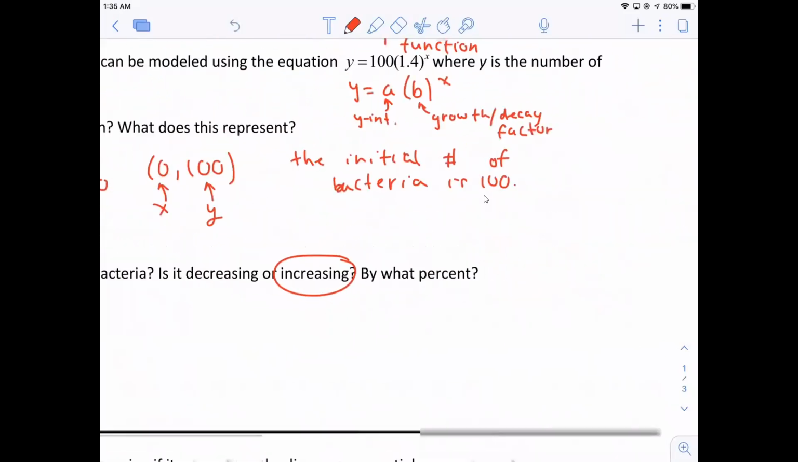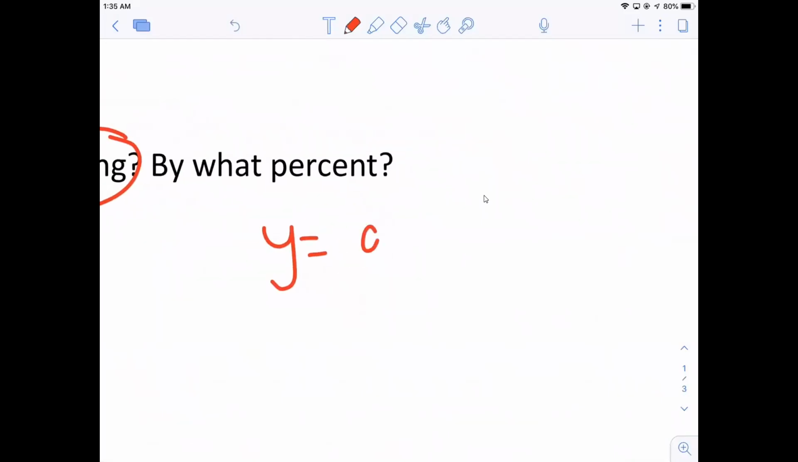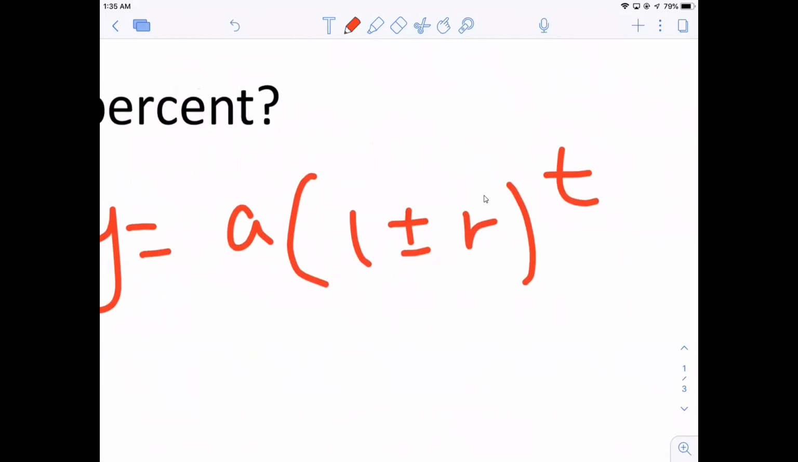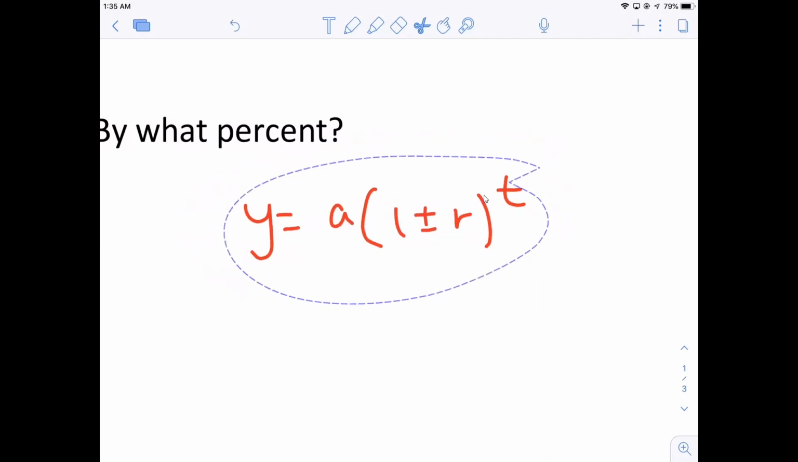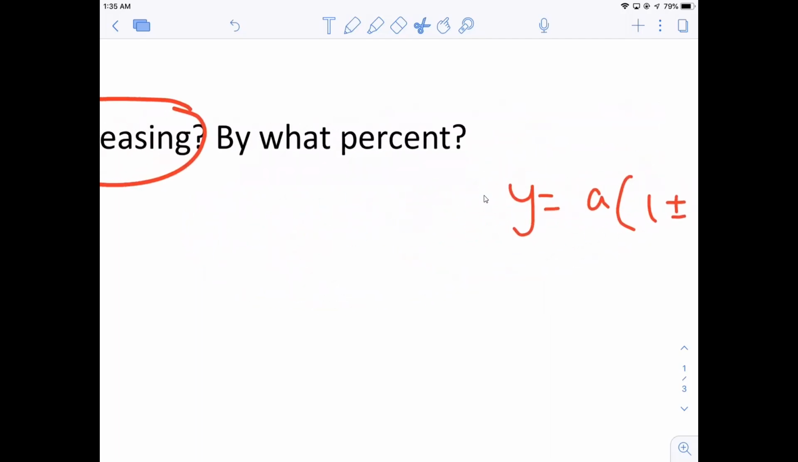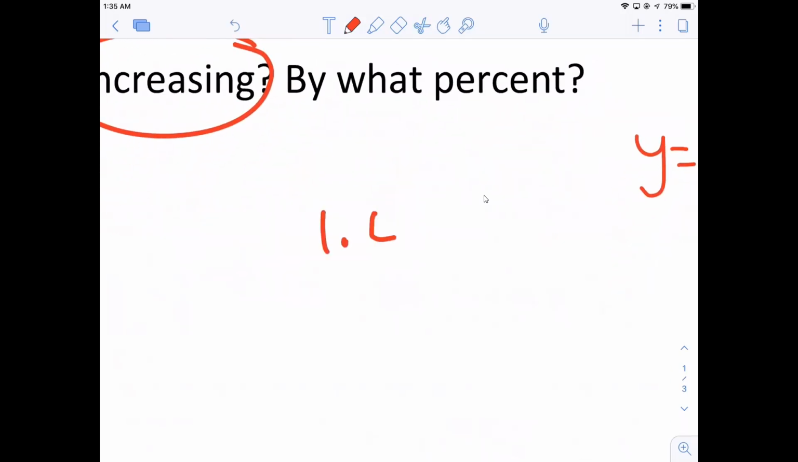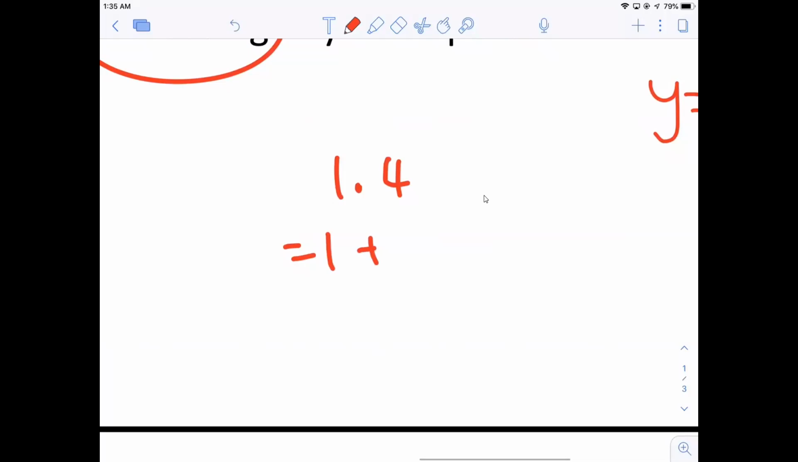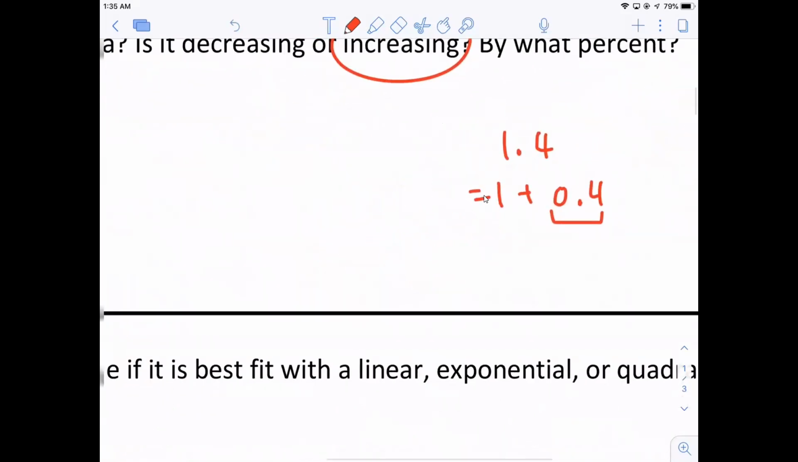And then by what percent? Well, if you remember this form of our exponential growth, I think we used the t here, right? But remember, we looked at how much bigger it was than 1. So 1.4 is bigger than 1, right? It's going to be a 40% growth. That 1.4 is equal to 1 plus 0.4, and that is 40%. So it's a 40% growth each year.